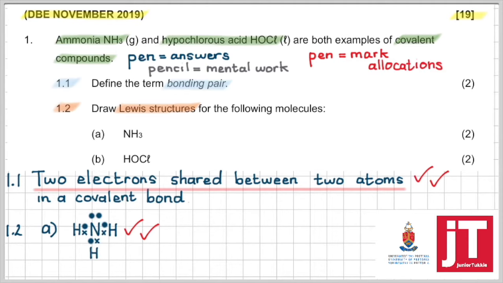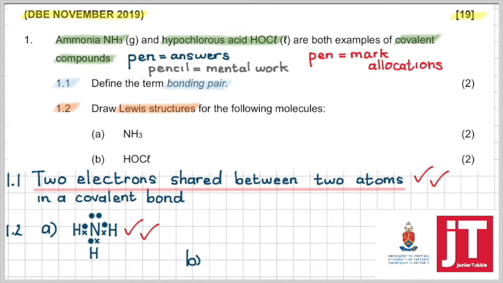Notice that each hydrogen atom is satisfied with only 2 electrons because it is an exception to the octet rule. But if you count the number of electrons around nitrogen, you will find that there are 8 electrons, meaning that the octet of nitrogen has been satisfied.